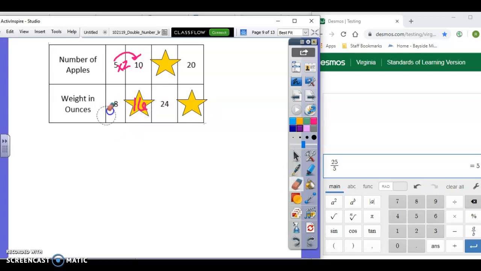So let's move on to another one. Okay, so we're missing this value. Let's look at the 24. I don't know how to go from 16 to 24, but I do know that 8 times 3 is 24. So I'm going to come straight up to that same column, and I'm going to say 5 times 3, and that gives me 15.